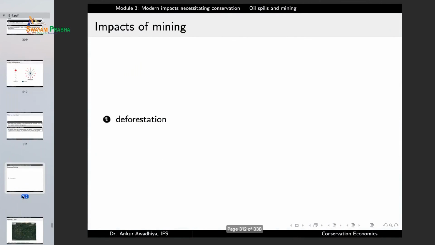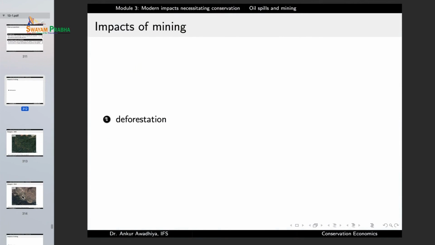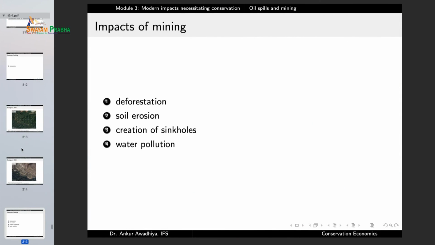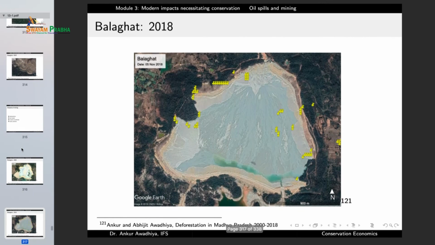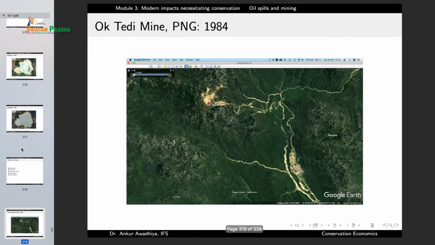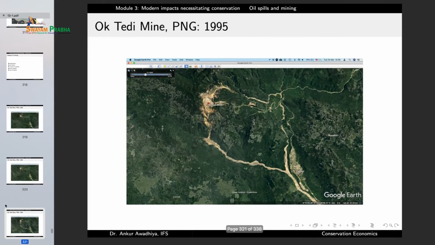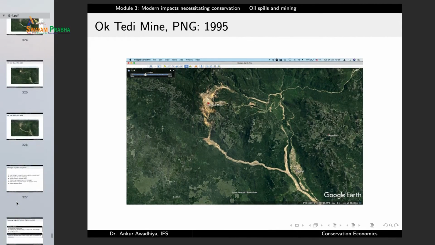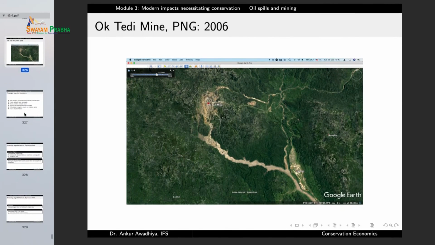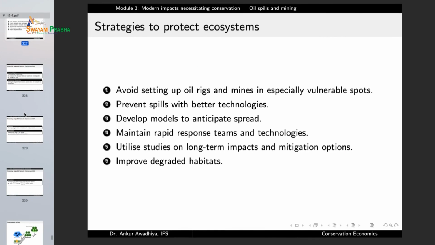And similar to the oil spill, another large infrequent disturbance is mining, which leads to things like deforestation or soil erosion, creation of sinkholes, water pollution, such as in the case of a tailings dam, loss of habitats. And we looked at this Oak Tedi mine, in which there is a large change in the ecosystem. And here we talked about the strategies to protect the ecosystems.